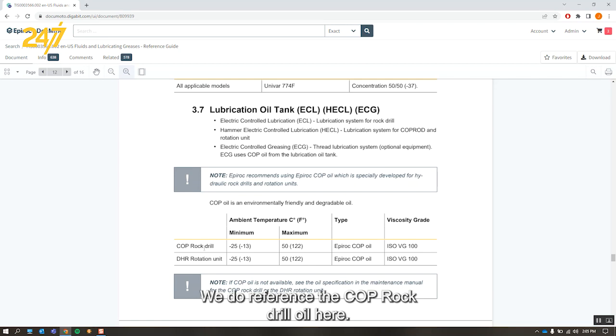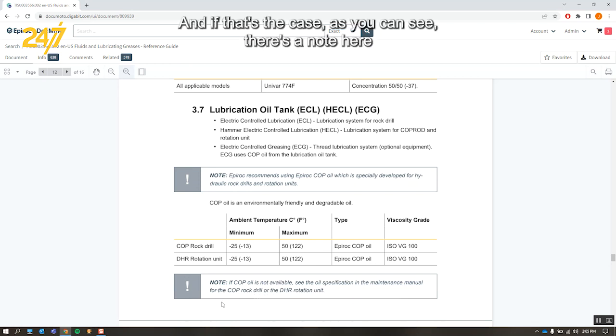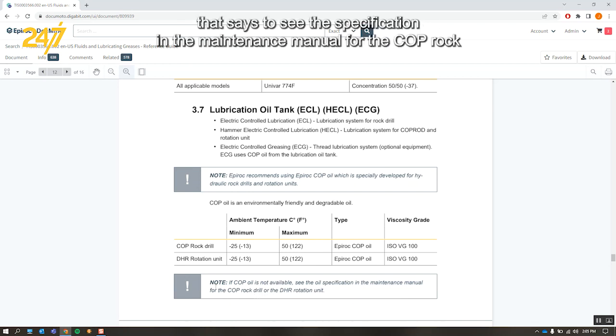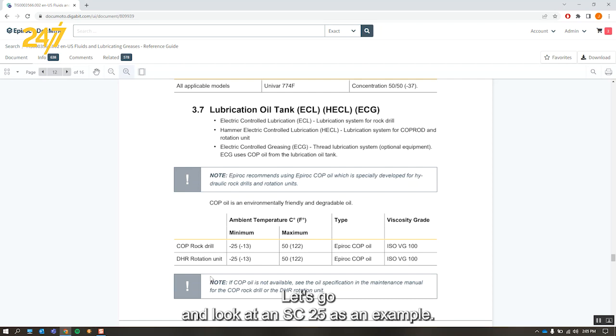We do reference the COP rock drill oil here, and this is a good option. But in other circumstances, we may want to use something different. And if that's the case, as you can see, there's a note here that says to see the specification in the maintenance manual for the COP rock drill or DHR rotation unit. Let's go ahead and look at an SC25 as an example.